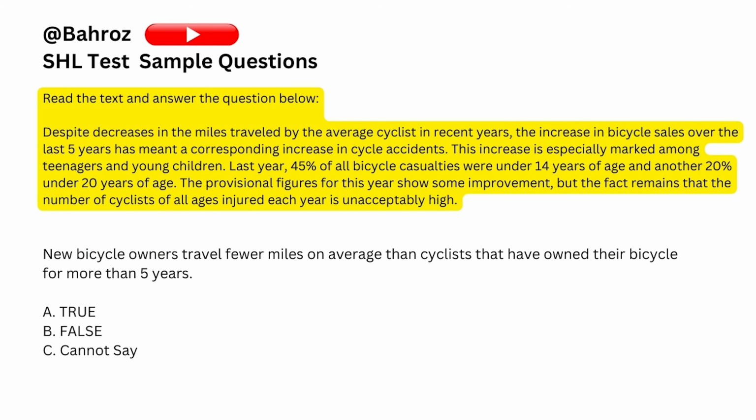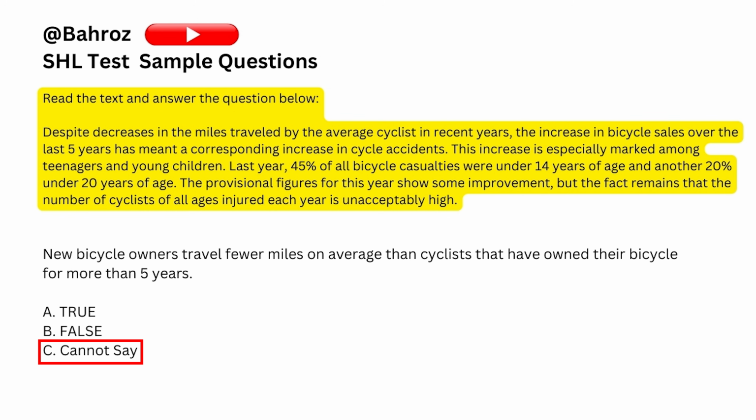Next question. Despite decreases in the miles traveled by the average cyclist in recent years, the increase in bicycle sales over the last 5 years has meant a corresponding increase in cycle accidents. This increase is especially marked among teenagers and young children. Last year, 45% of all bicycle casualties were under 14 years of age and another 20% under 20 years of age. The provisional figures for this year show some improvement, but the fact remains that the number of cyclists of all ages injured each year is unacceptably high. New bicycle owners travel fewer miles on average than cyclists that have owned their bicycle for more than 5 years.